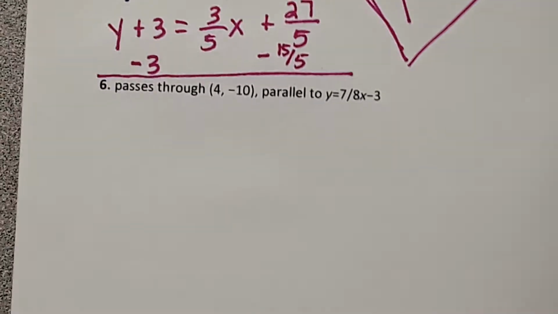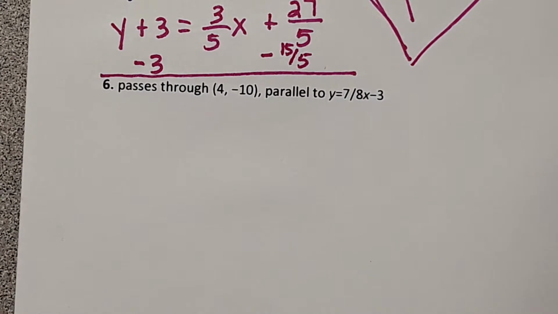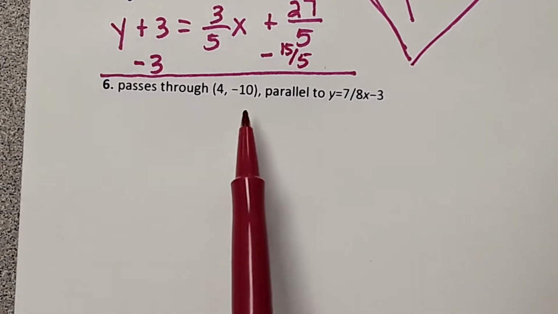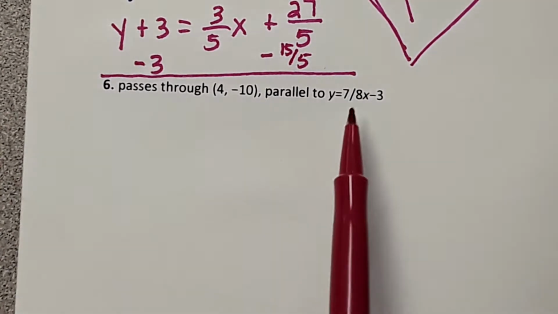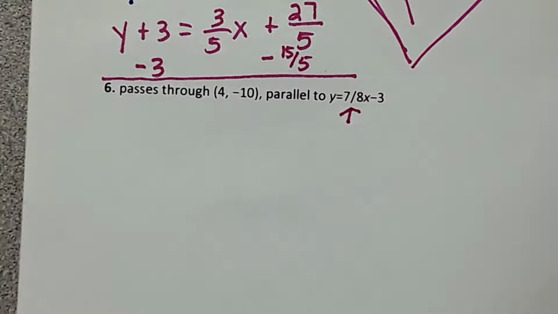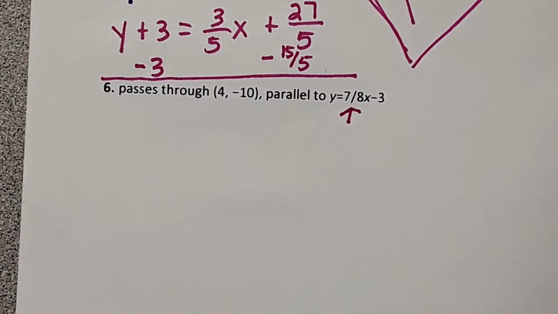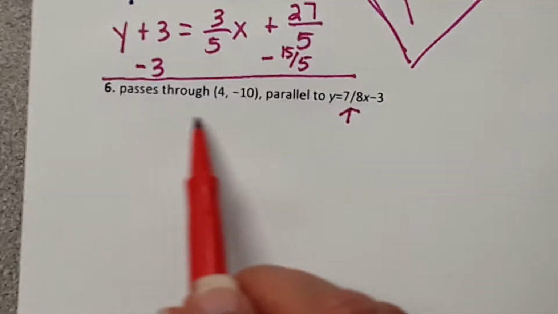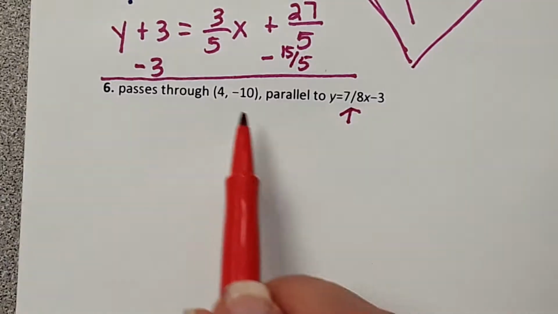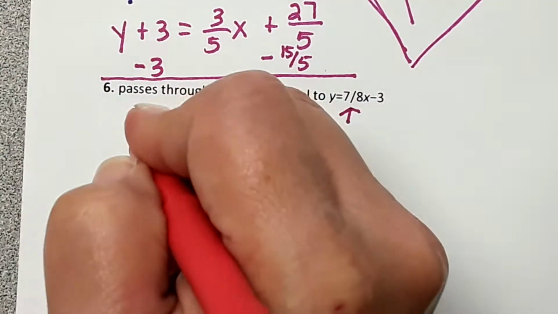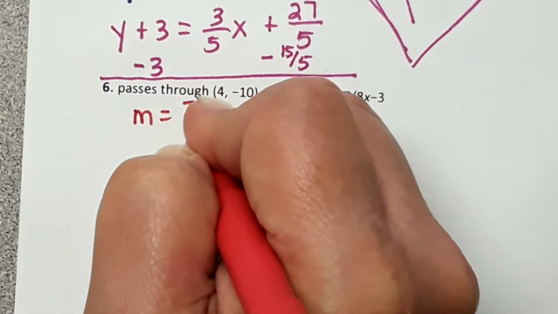Now let's look at number 6. Again, I'm going to write it in slope-intercept form, but this time it's going through this point and I need it to be parallel. So this right here is the slope. So what I need to ask myself is, what is the slope of this line that passes through this? Well, parallel lines have the same slope, so the slope for this new line would be 7/8.